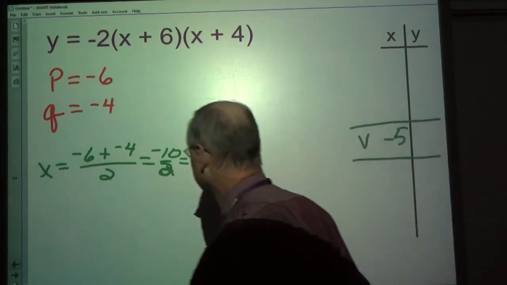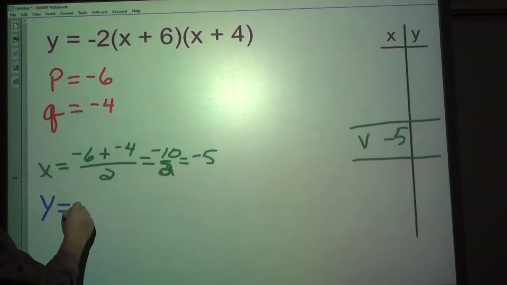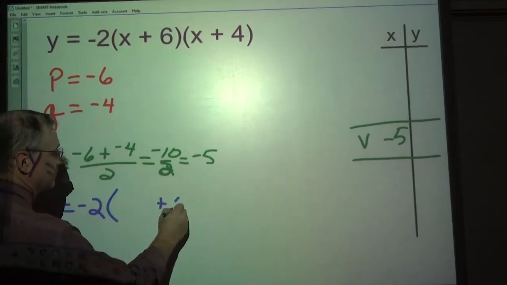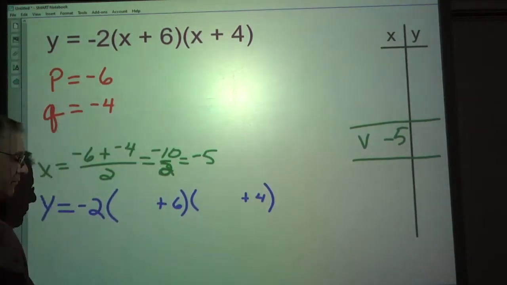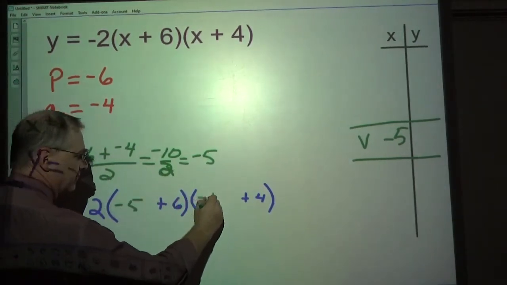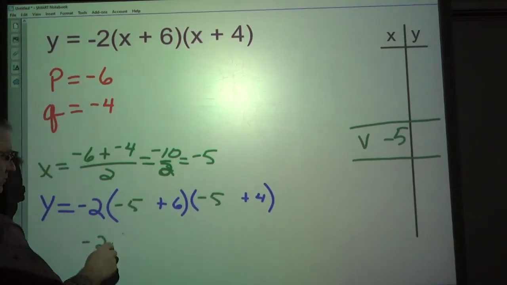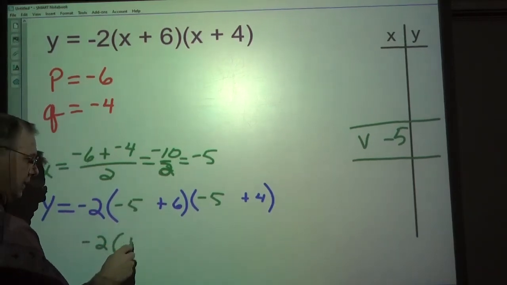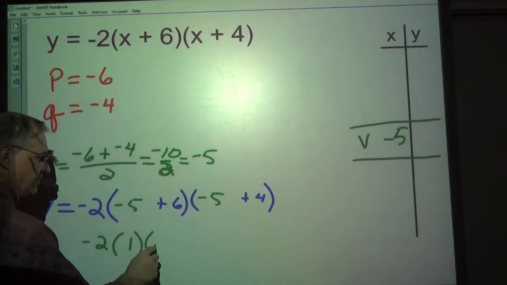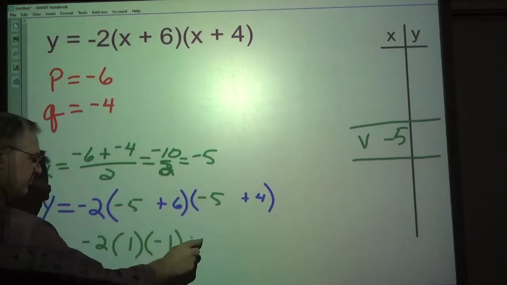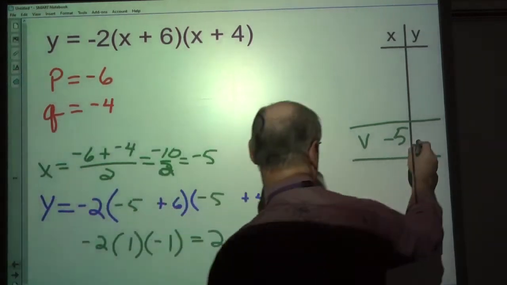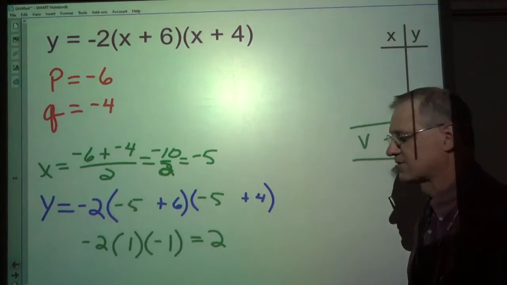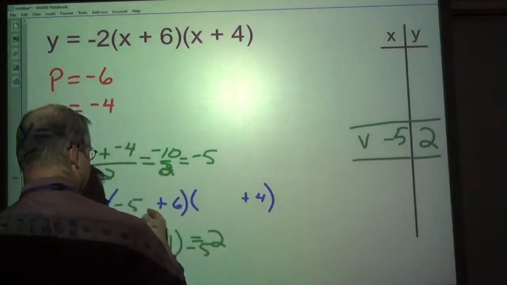If I plug that back in, I'll find the y value of my vertex. When I plug in negative 5, negative 2 times negative 5 plus 6 is 1. Negative 5 plus 4 is negative 1. And when I multiply these together, negative 2, positive 1, and negative 1, that's going to make a positive 2. There's my vertex.